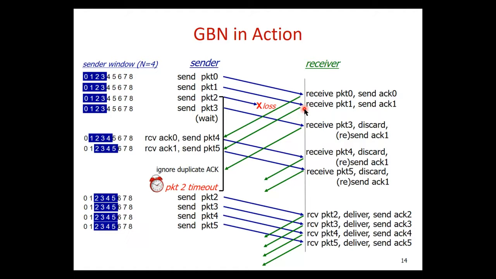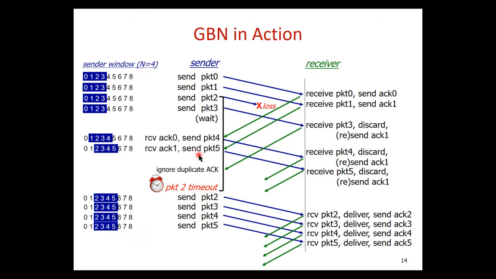Because Go Back N uses cumulative ACK, when the receiver receives packet 3 with a gap, it's going to send ACK of 1, because it has received everything up to packet 1 without the gap. So it sends ACK of 1 again.